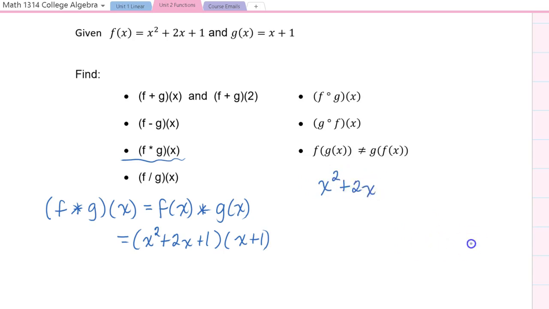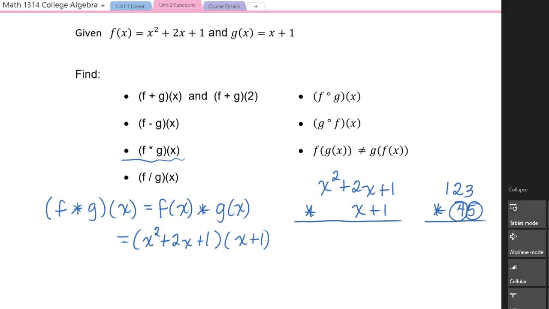First, I like to write the multiplication problem vertically. So on top, I will have x squared plus 2x plus 1 times x plus 1. This should resemble a 3-digit number times a 2-digit number. For example, if I had 123 times 45. Here we would multiply every digit on the top number by 5, then multiply every digit on the top number by 4, and then add.